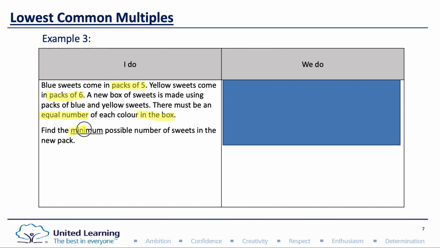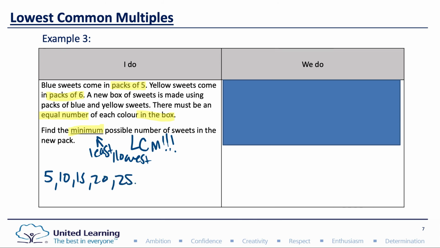And minimum, doesn't that sound a lot like lowest or least? So this screams LCM. Biggest giveaway is probably that word there. Again, that sounds like least or lowest, which is LCM. So let's list our 5s. 5, 10, 15, 20, 25, 30, 35, 40. And then with our 6s, 6, 12, 18, 24. Oh, look at that. Boom. So the LCM here would be 30.